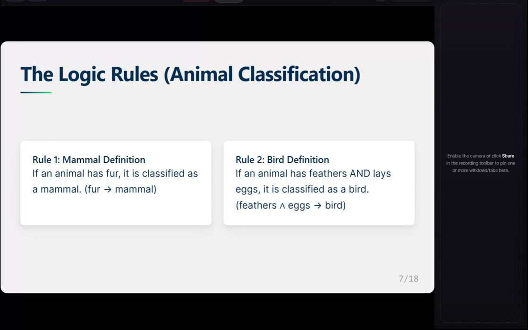Now, let's look at the rulebook. We have two simple but powerful logic rules for our classification. Rule 1 says, if it has fur, it's a mammal. Simple enough. Rule 2 is a bit more complex. It needs both feathers and eggs to be classified as a bird. These if-then statements are the gears that will turn our facts into classifications.